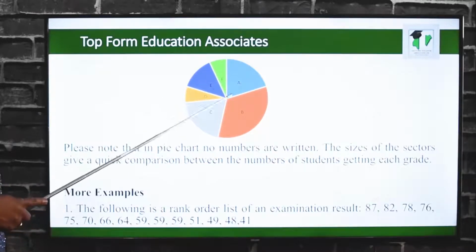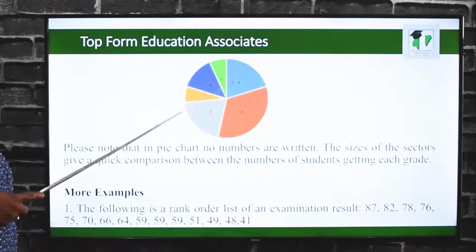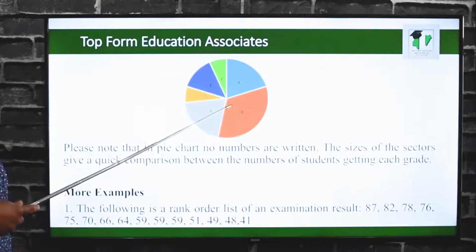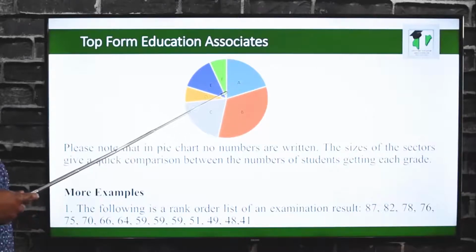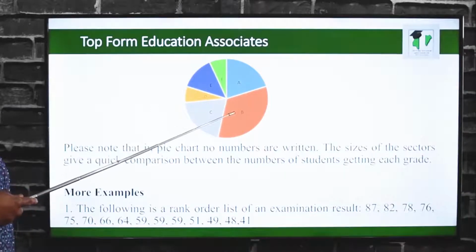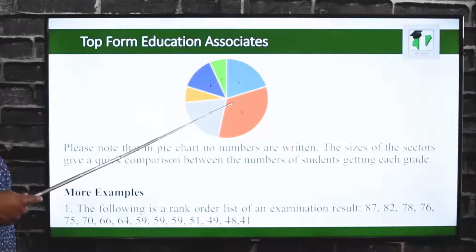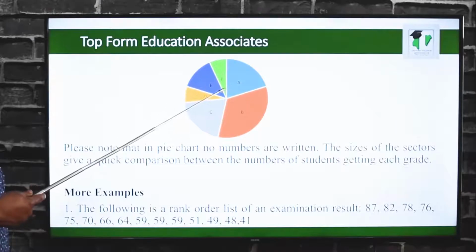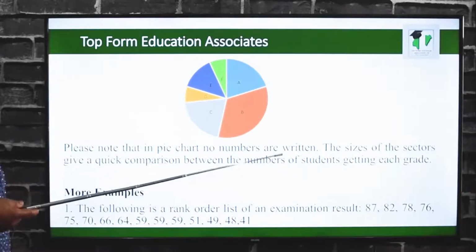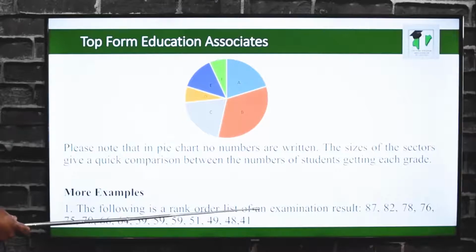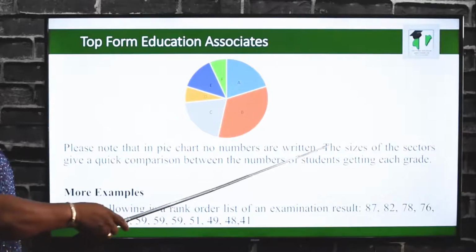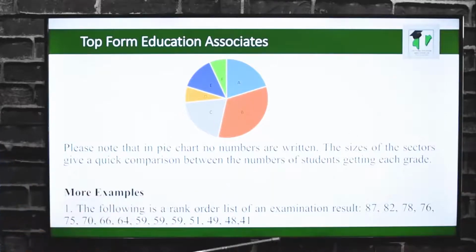I want you to note that in this pie chart, we've not put the frequencies and we've not bothered to put the sector. Like B has 120 degrees. If you measure, you will get 120 degrees. F has 24 degrees. If you measure, you have 24 degrees. So the sizes of the sectors give a quick comparison between the numbers of students getting each grade.